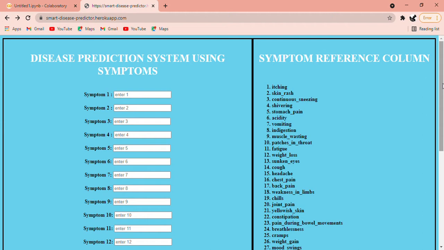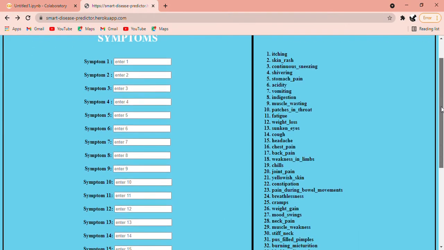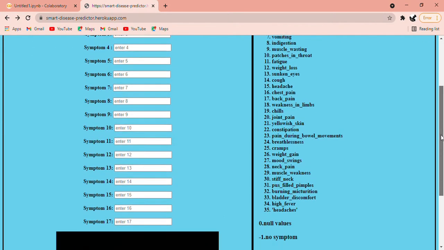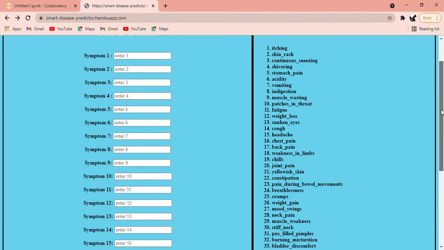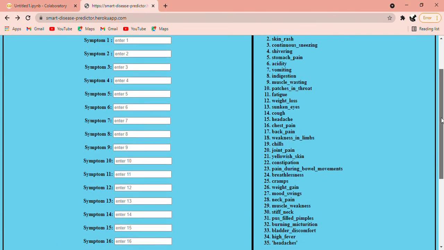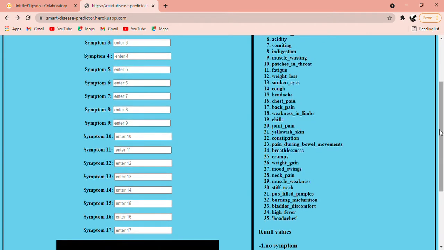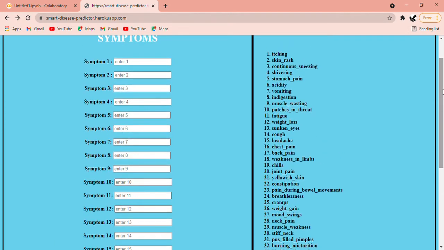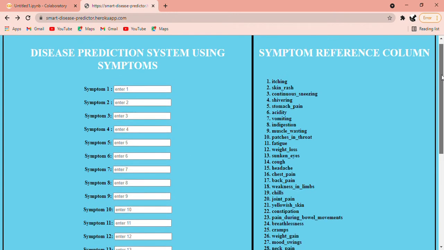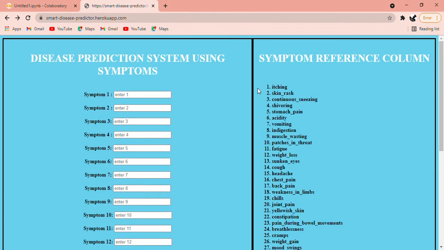To the left hand side we have the form, and we have given it quite a large range. That is, the user is asked to input at least 14, at most 17 symptoms. To the right hand side we've got reference numbers. That is, each and every symptom has been given a reference number. So instead of entering the word itching, you can simply enter a 1, and instead of entering continuous sneezing, you can simply enter a 3 in the symptoms form.